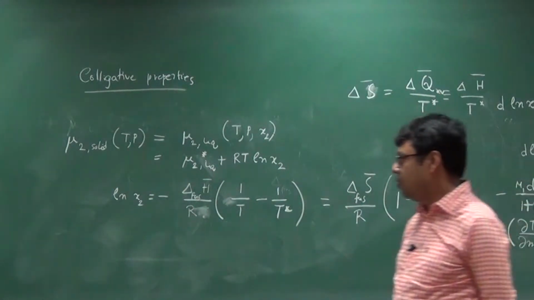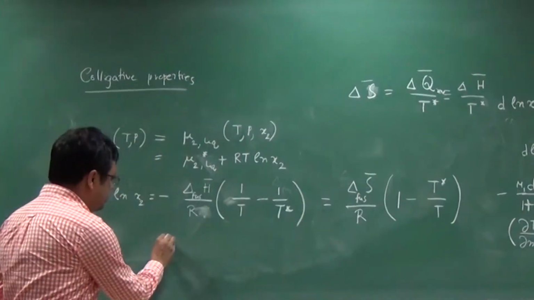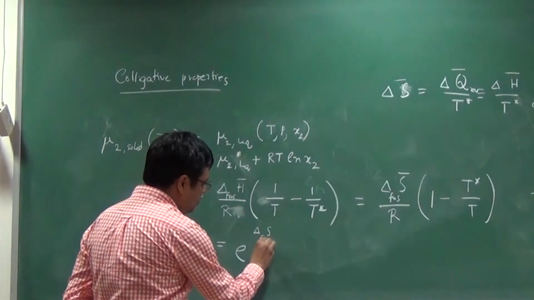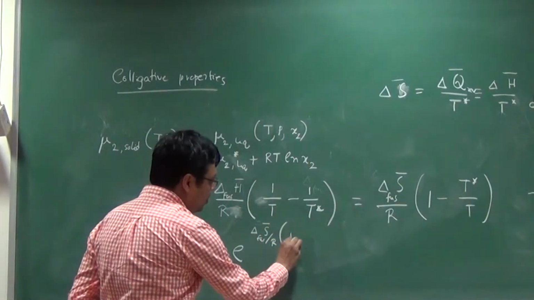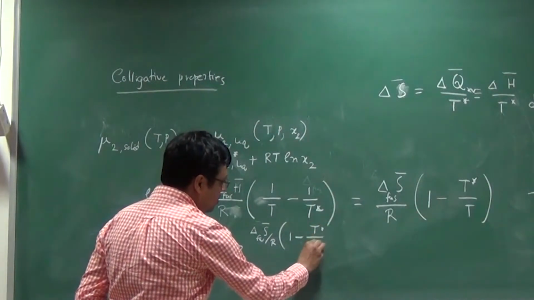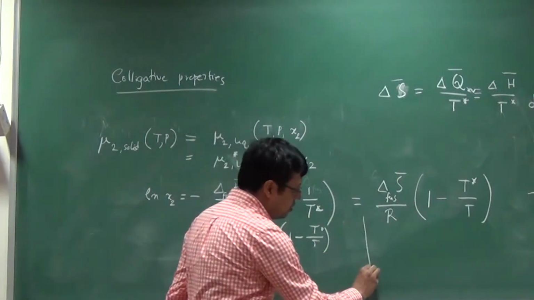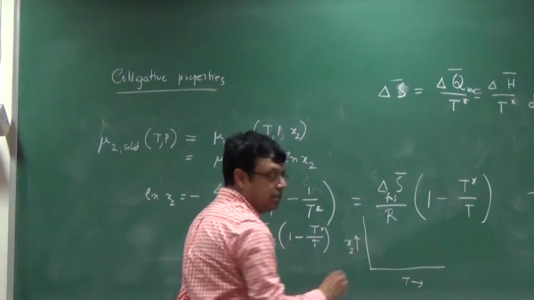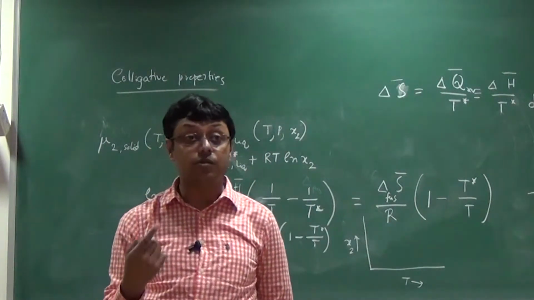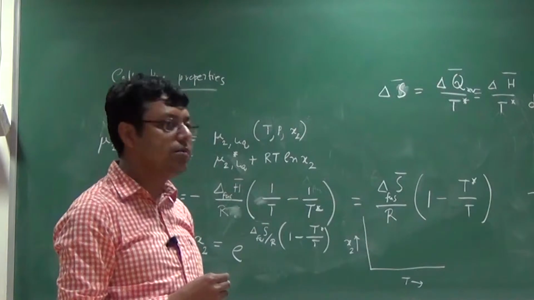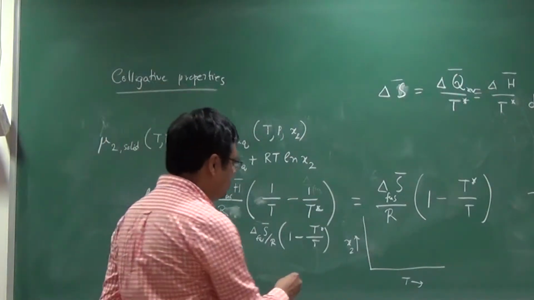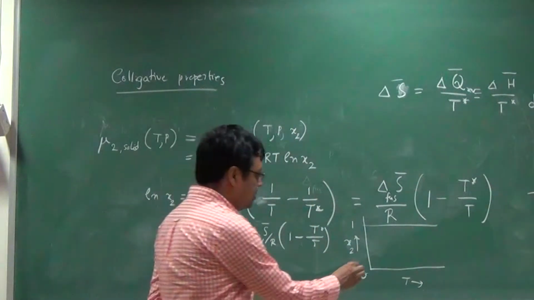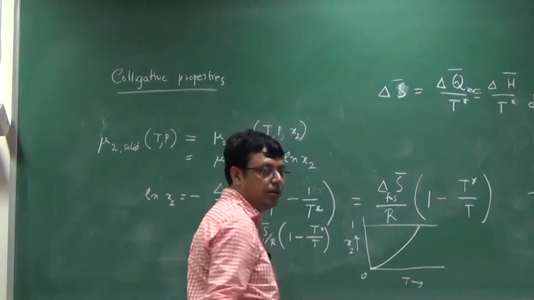Clear? So what we get is that x2 has an exponential relation. It will be e to the power delta fusion by R, times 1 minus T star by T. If you want to plot how x2 changes with respect to temperature, again x2 is the mole fraction of solute. What could be the maximum value of mole fraction? It is 1. So it will go from 0 to 1. Suppose this is the maximum value, and the rise will be something like this with respect to temperature.